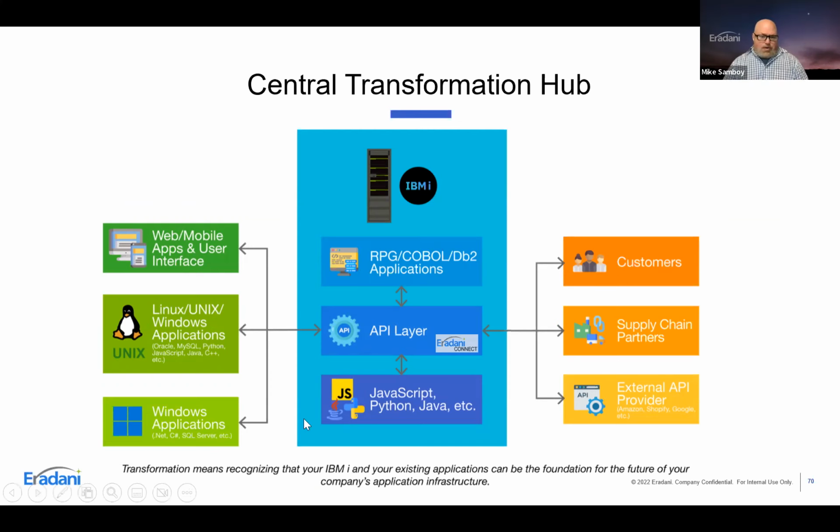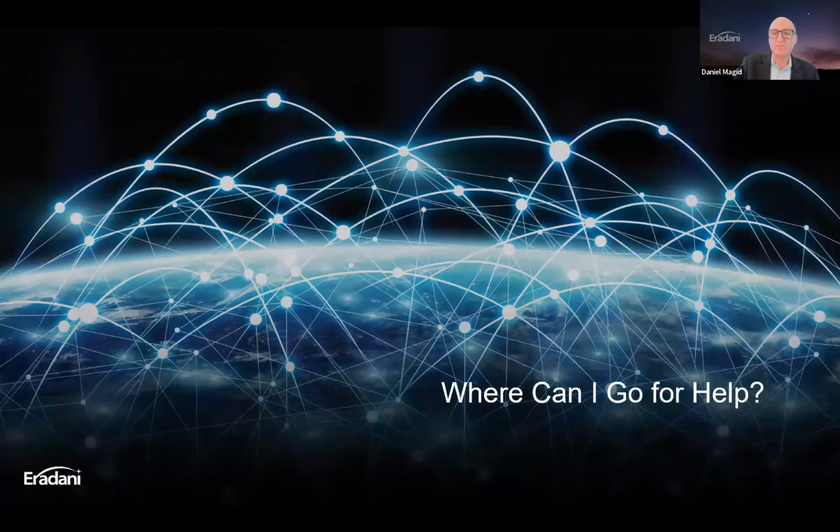Great. So basically, the idea is Eradani Connect gives you this central API layer around your IBM I with APIs that are secure, that are high performance, and that you can manage. And you can reuse those APIs for lots and lots of different purposes. So once you create those APIs, they become this universal reusable connector to your IBM I backend.